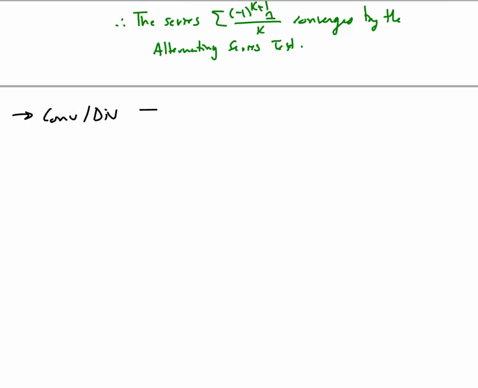So the series here would be, let's go -1 to the k plus 1 times 1 over k squared. So this is the alternating part, this is the alternating component, this is the non-alternating component, that's the a sub k. And we'll go k equal 1 to infinity here. So this looks like it is definitely alternating. So let's go ahead and look at this, the alternating series test.